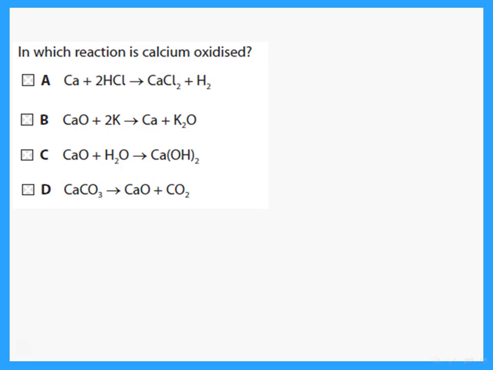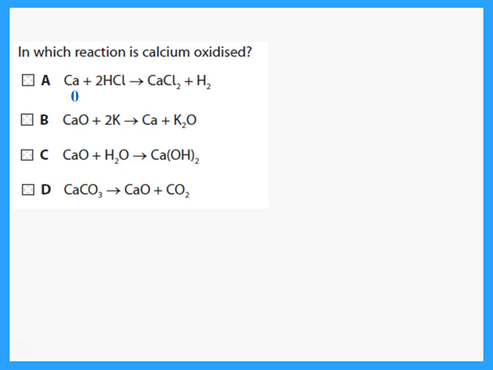Again, I'm going to remind you that for it to be oxidized, its oxidation number should increase. So what we need to do is take a look at each of them and determine the oxidation number of calcium. So remember, if we're looking at A, the oxidation number of calcium as an element is 0. It changed into calcium chloride.